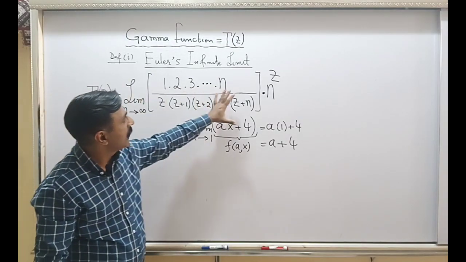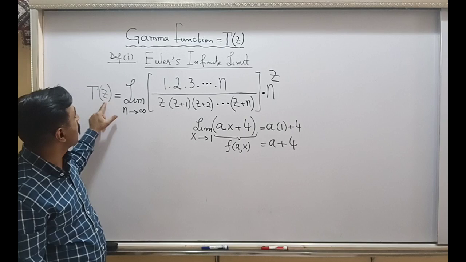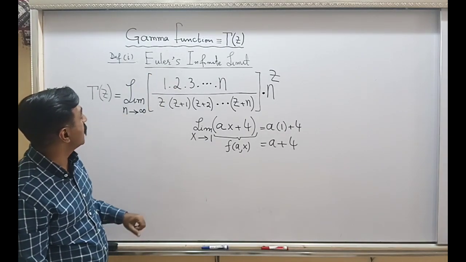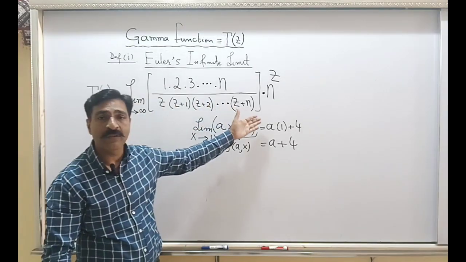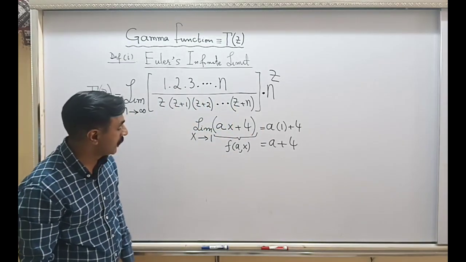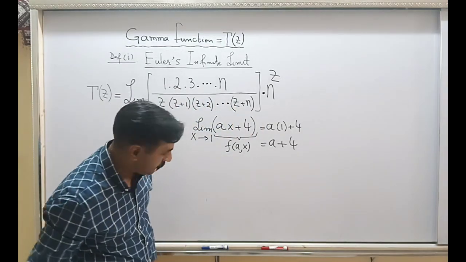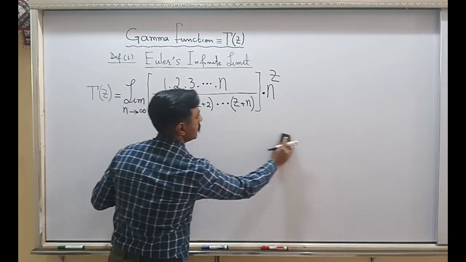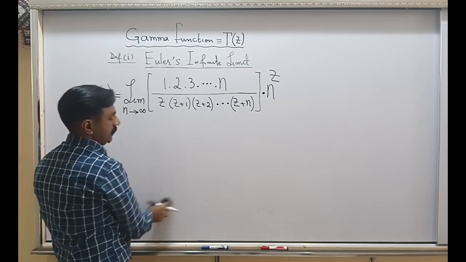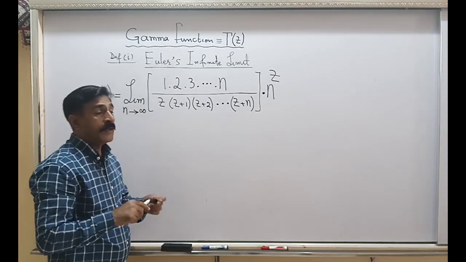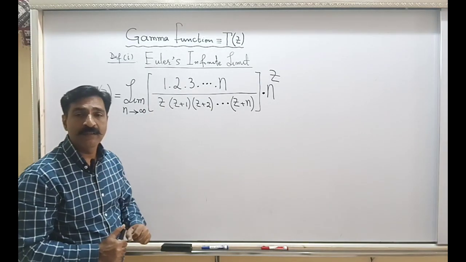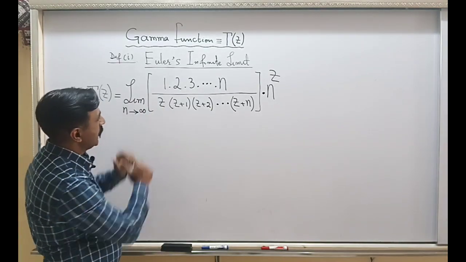This definition of the gamma function was developed by Euler. It is for this reason known as Euler's definition of the gamma function. Further, let me raise this example. What values of z will be possible from this definition?